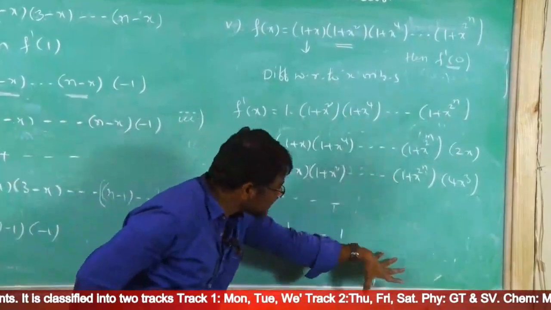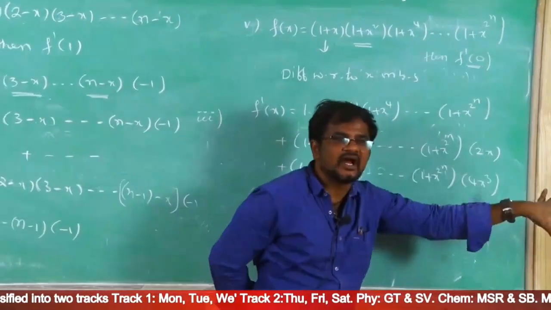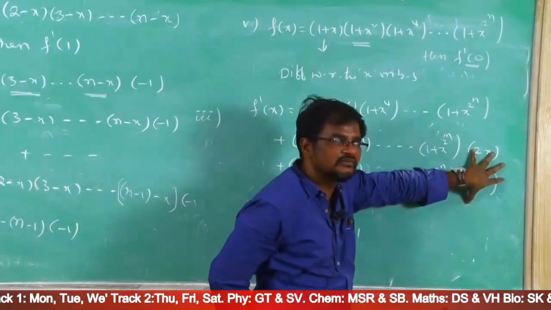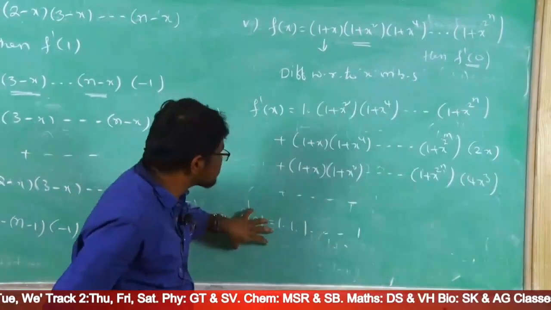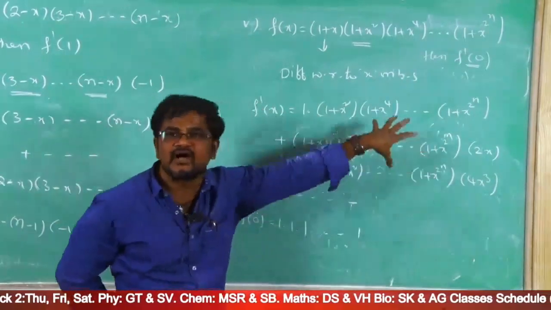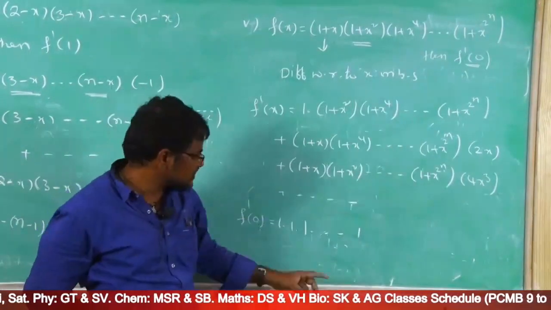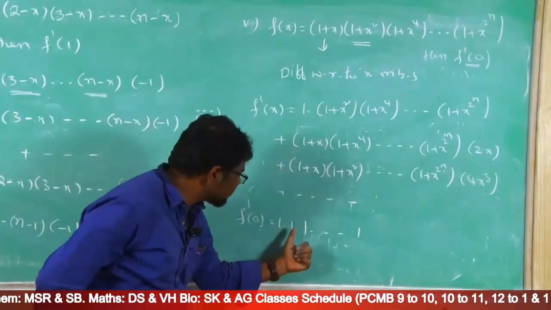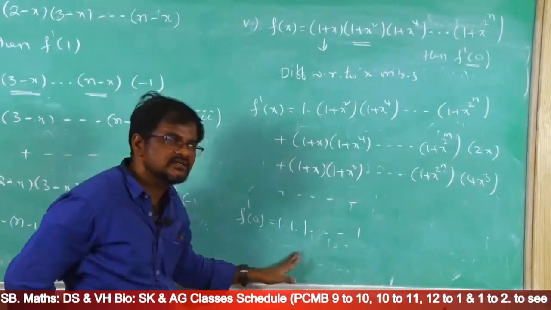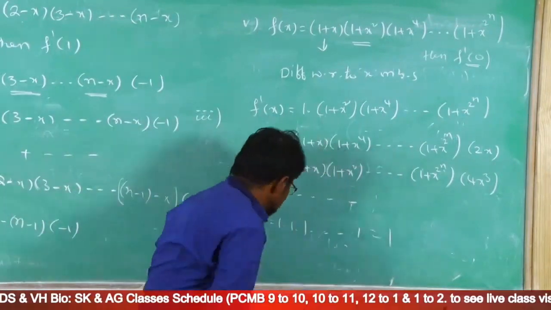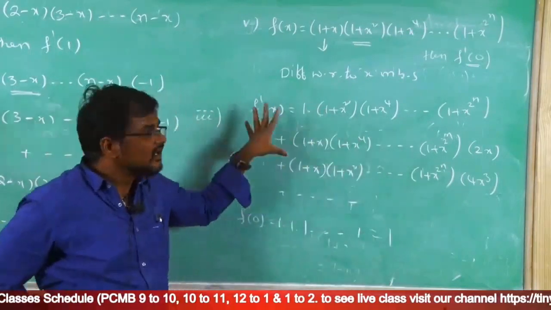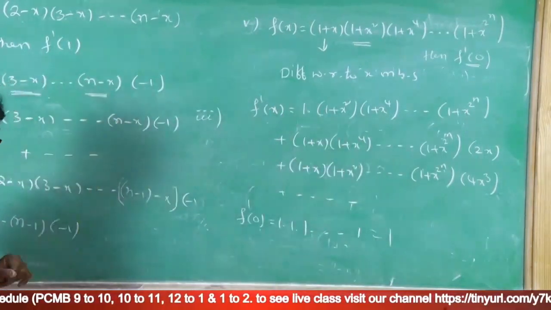In all the remaining terms, definitely x will be there, x power 1 or 2 or whatever it may be. So if you substitute x equal to 0, all these terms become 0 only. That's why only one term remains, this one. So 1 into 1 into 1 in terms, so it is equal to 1. That means f dash of 0 is equal to 1 only. Like that, different problems they will ask.